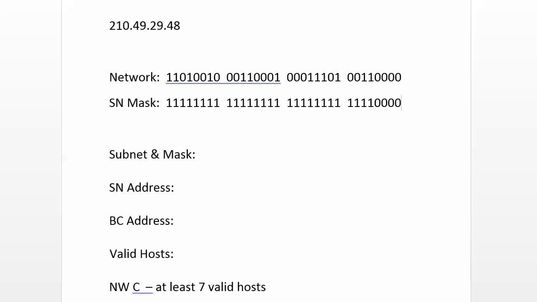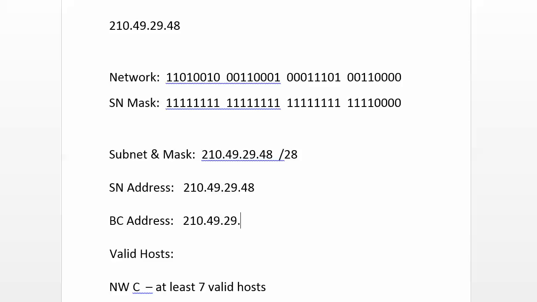There are our 4 bits. Now we know that we're starting with a subnet and mask of 210.49.29.48, and we have decided on a /28. Our subnet address is 210.49.29.48. And I can hear a bunch of you already shouting out what the broadcast address is, so I'm not even going to ask what it is.